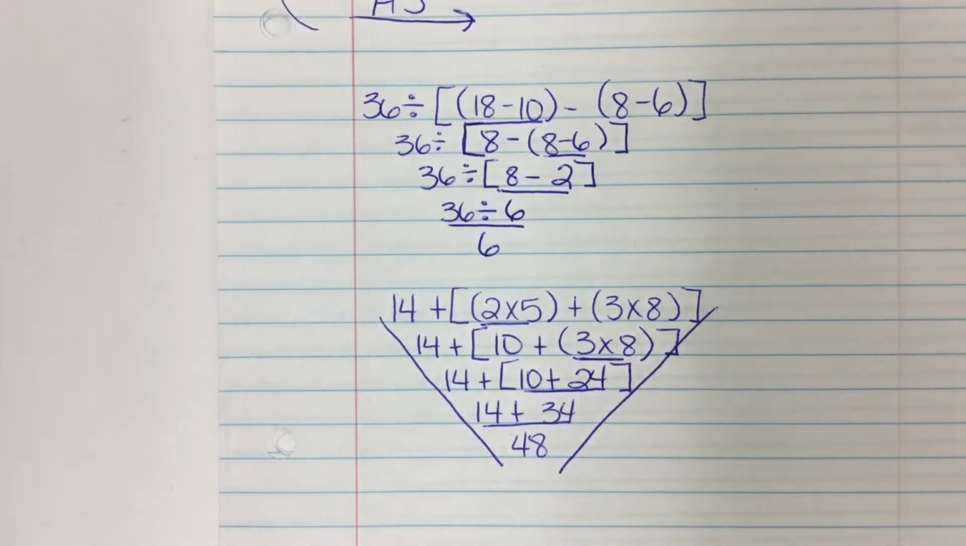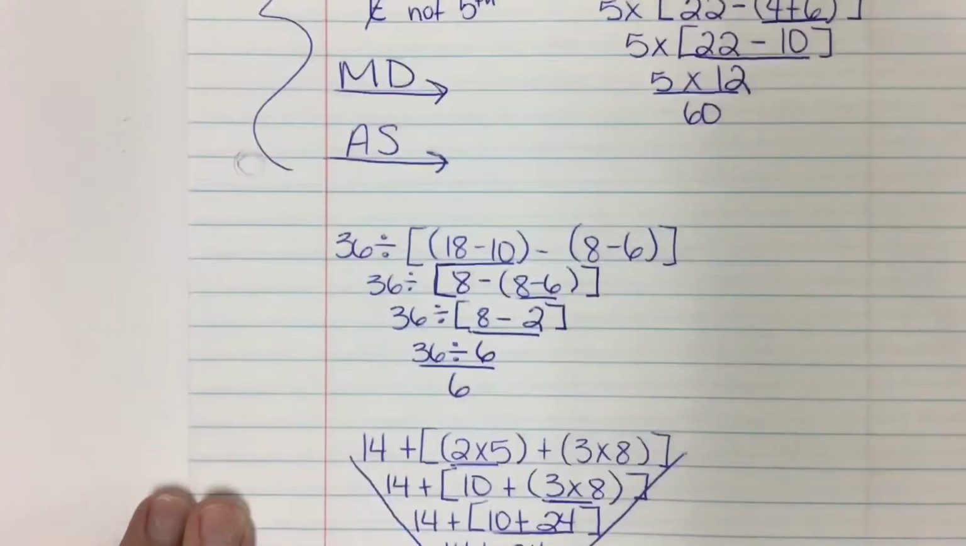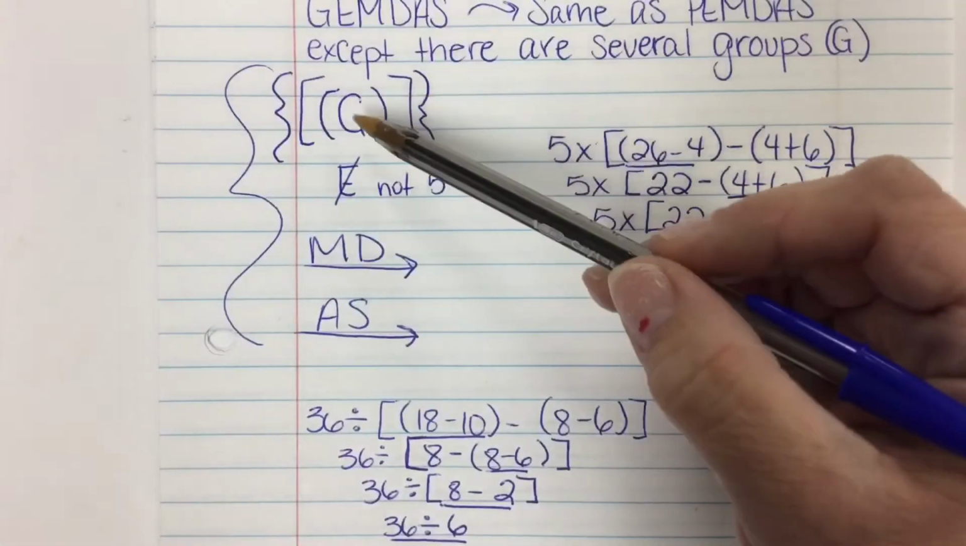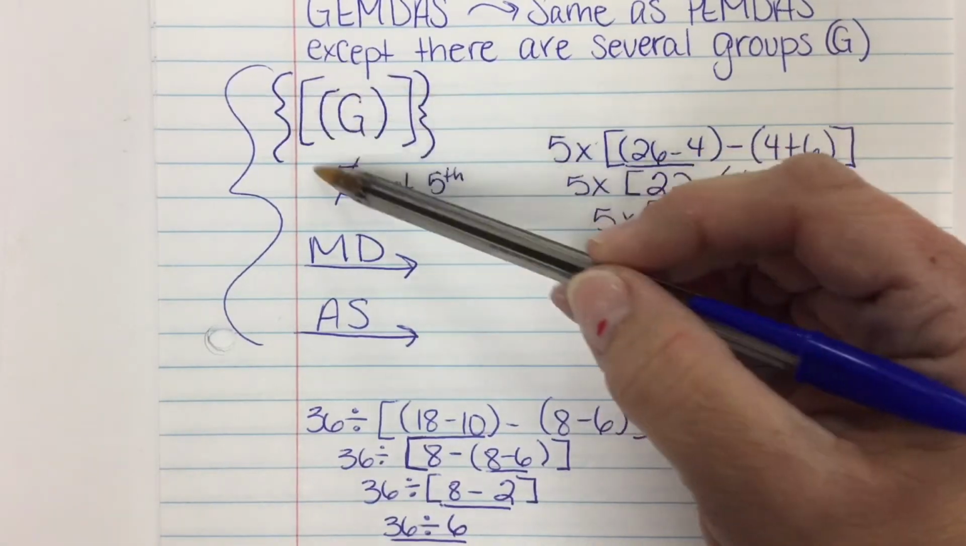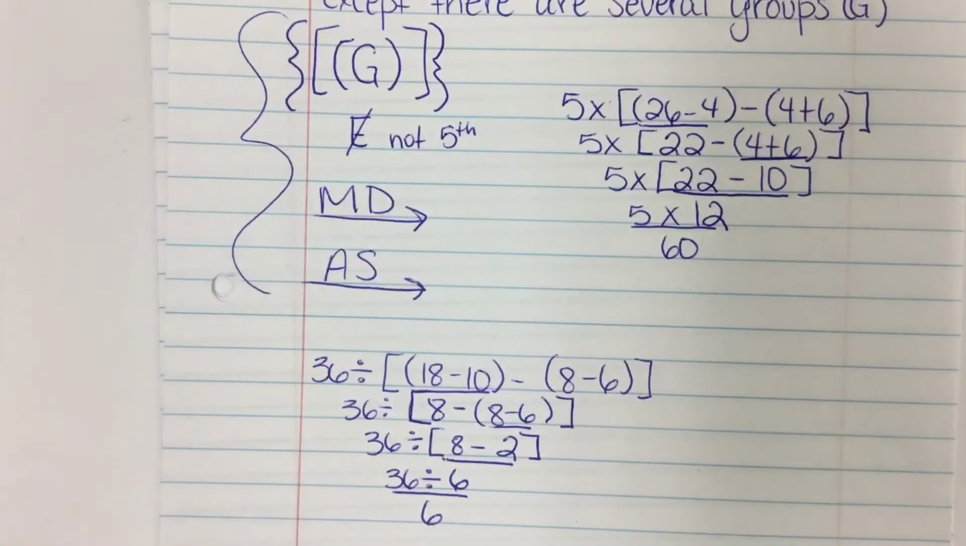Okay? So again, PEMDAS and GEMDAS are very much the same. The only difference is the G for GEMDAS. GEMDAS means that you're going to do all the groupings first. Whatever's grouped has to be completed. All right, let's do another one.